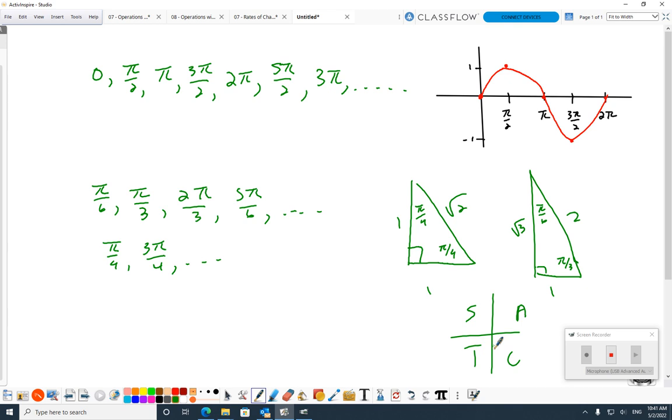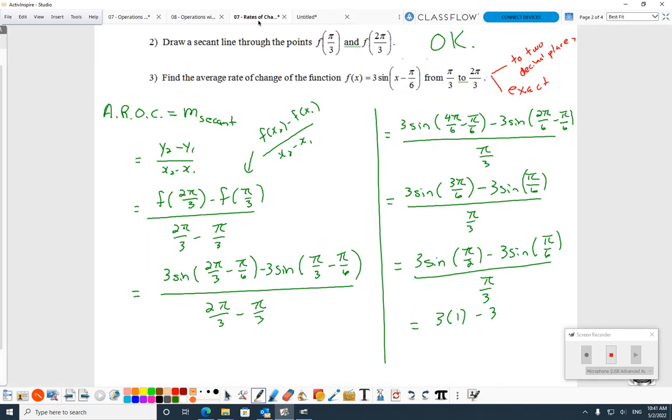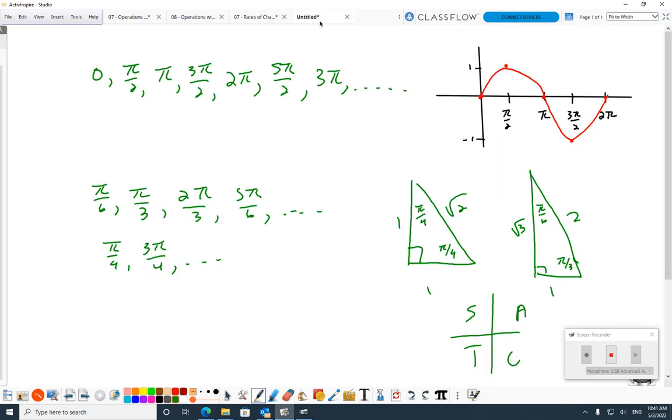This one isn't quite that bad though, because it only asks for pi over 6, is it? Sine of pi over 6, I don't need to draw it. I don't need to do anything special, because it's right in the special triangle. Pi over 6. Sine, opposite over hypotenuse, is 1/2. Where was I? Over here.